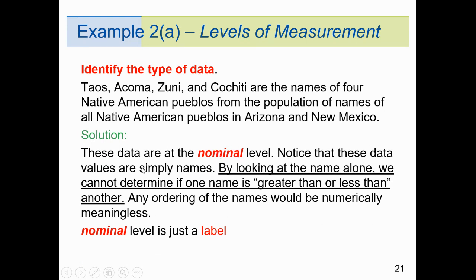Notice that these data values are simply names. By looking at the names alone, we cannot determine if one is greater or less than another. Now, I'm not talking about alphabetical order. Just these four names, that's about all I can do.